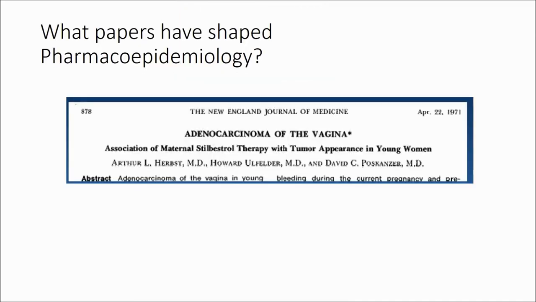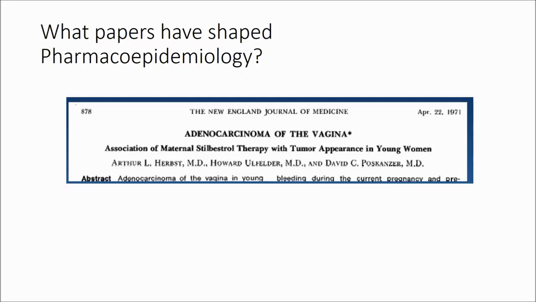What papers in general have shaped pharmacoepidemiology? This famous paper, published in the New England Journal of Medicine, studied the effect of maternal exposure to stilbestrol therapy on tumor appearance in young women. This was a pharmacoepidemiology design. It linked exposure, which is the drug. So in pharmacoepidemiology, our concern is about the drug. The exposure in pharmacoepidemiology is drug exposure and its association with an outcome, which appeared to be in this study a tumor.